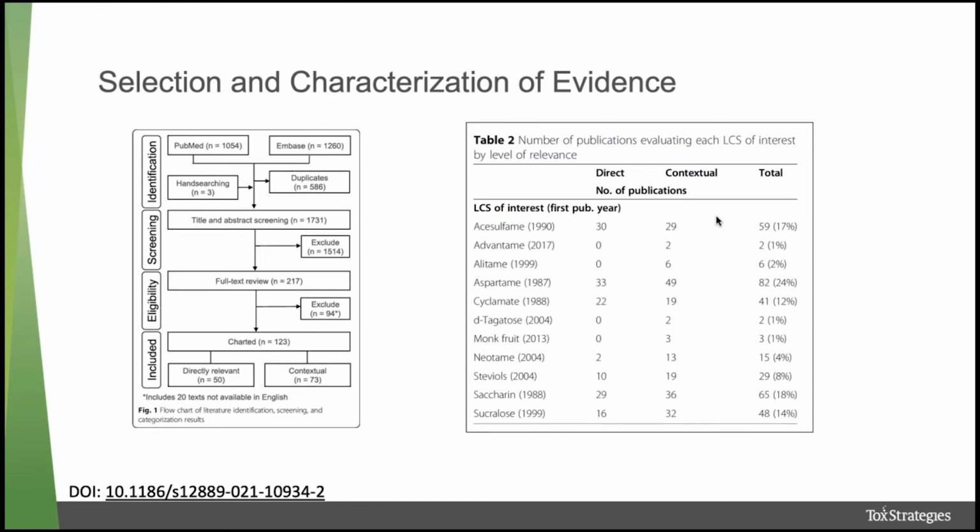So on the right panel here is one of the tables from the study, which just describes the number of publications evaluating each sweetener based on the directional or the contextual evidence. And if you just scan and you see where the highest numbers are, they may or may not be surprising to you on the numbers of publications, aspartame being one of the highest, along with saccharin and sucralose. Some of the studies had very few, likely because of their entry into the market, etc.